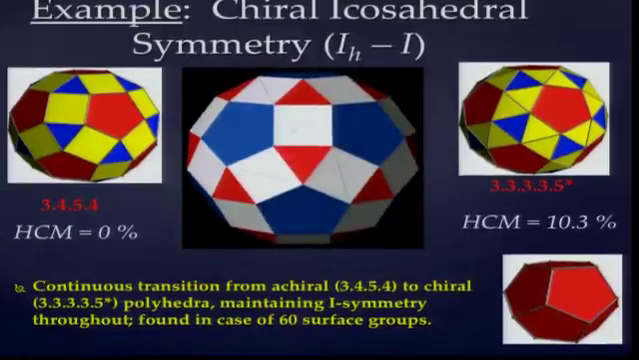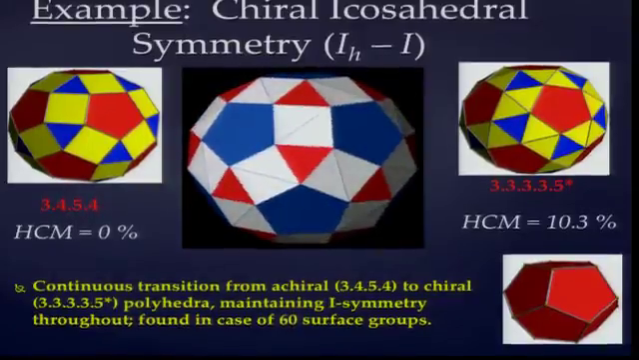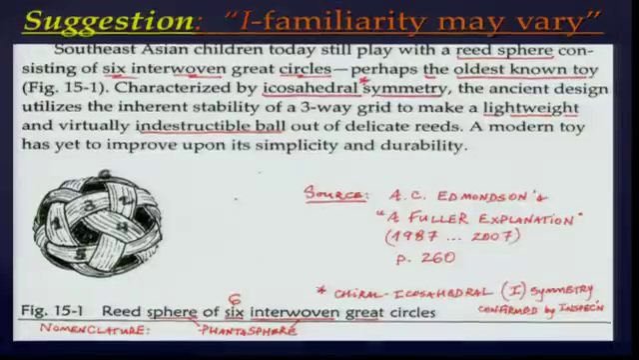Okay. The rotation operations for the thiolate protected gold clusters are the staple formation, the pairing of the ligands force that, so it's quite intrinsic. So those models you could handle by hand. Here's a model that you can handle by hand, which has chiral icosahedral symmetry. In Southeast Asia, according to Fuller and Edmondson, children still play with a reed sphere consisting of 6 interwoven great circles. It's perhaps the oldest known football toy. Characterized by icosahedral symmetry, it's actually chiral icosahedral. It's virtually indestructible, and it has other good marketing properties.